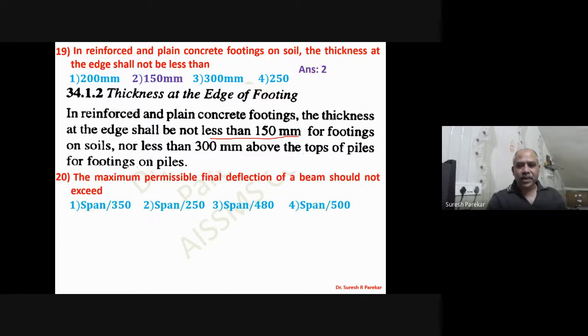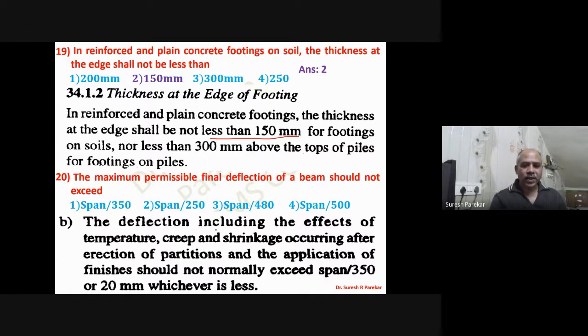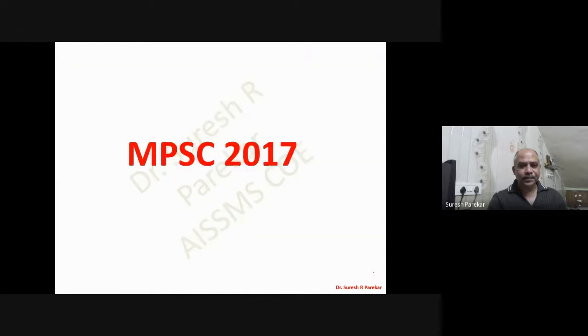Then the maximum permissible final deflection of a beam should not exceed. So you can go to this clause, and it is given that it should not normally exceed span by 350 or 20 mm, whichever is less. So span by 350. So we have option that is 1.